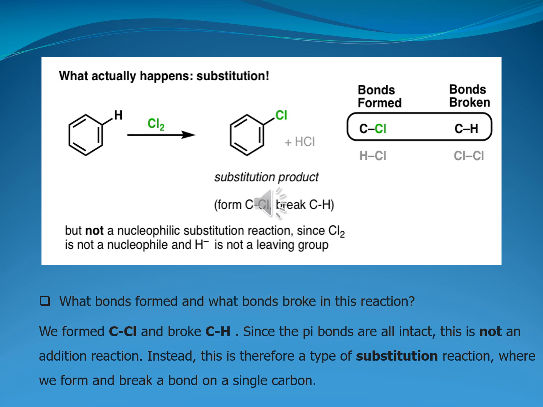takes place, but not a nucleophilic substitution reaction since chlorine is not a nucleophile and hydride is not a leaving group. So what bonds formed and what bonds broke in this reaction? We formed carbon chlorine and broke carbon hydrogen. Since the pi bonds are all intact, this is not an addition reaction. Instead, this is therefore a type of substitution reaction where we form and break a bond on a single carbon atom.